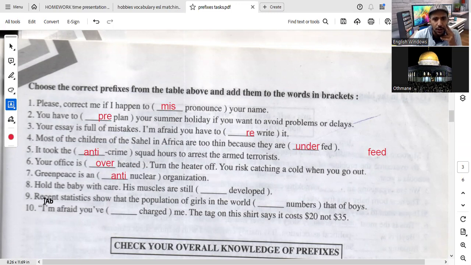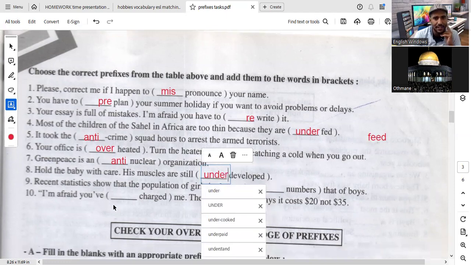Number 8, hold the baby with care. شد البيبي بانتباه, right, بحذر. His muscles are still developed. Muscles there, right, they are still developed. Sub-developed. We don't say sub, guys. Sub خليها under. It's very good, yes. بحال underfed, right? So underdeveloped, very good, yes.